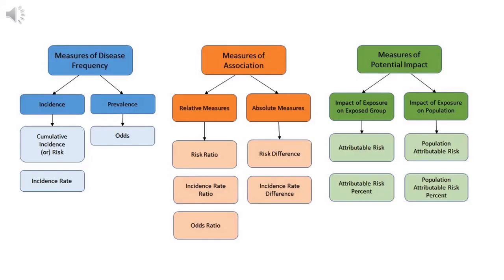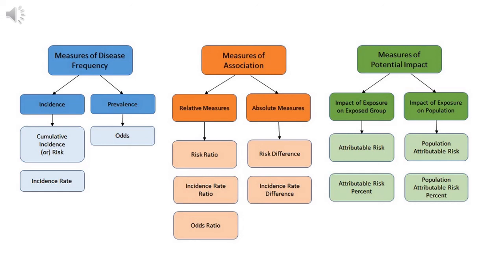In the end, let's summarize the basic measures in epidemiology. So first, we need to measure how frequently diseases occur. We measure this with incidence or prevalence. More specifically, incidence we express either as cumulative incidence, in other words, we can say risk, or as incidence rate. Cumulative incidence, aka risk, we use for closed cohorts. Incidence rate we use for dynamic cohorts. Prevalence can also be expressed with odds.